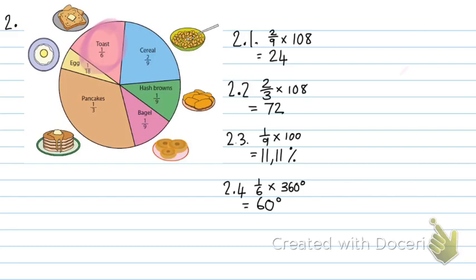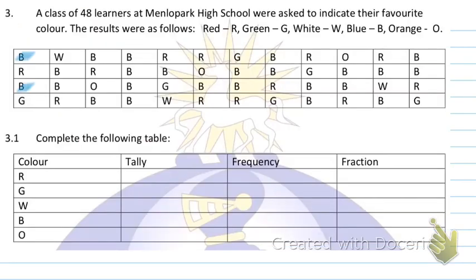So if you want to, you can pause a little bit and make sure that you understand everything, or even rewind. Number 3. A class of 48 learners at Menlo Park High School were asked to indicate their favorite color. The results are as follows: red with R, green G, white W, blue B, orange O. So I'm going to mark it with colors and get the tally, the frequency, and the fraction. Remember, the tally is the one with the lines.